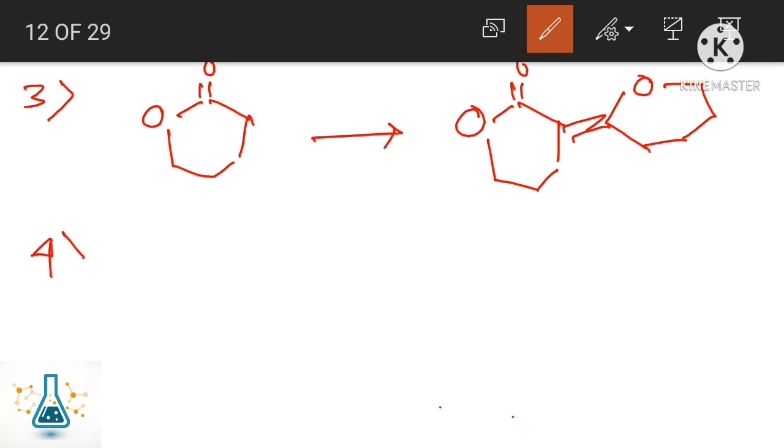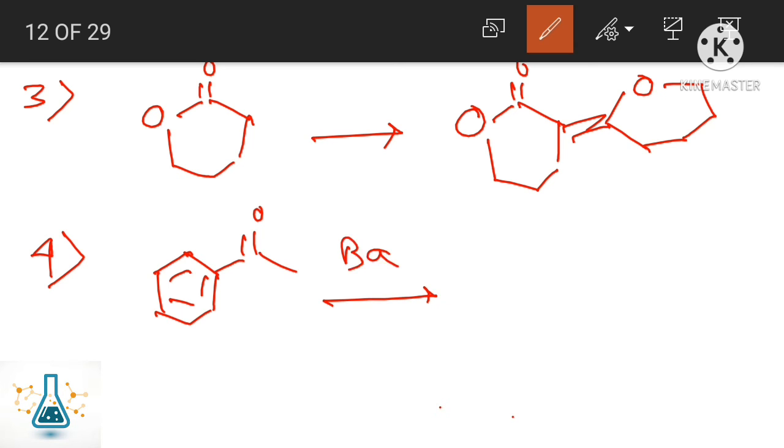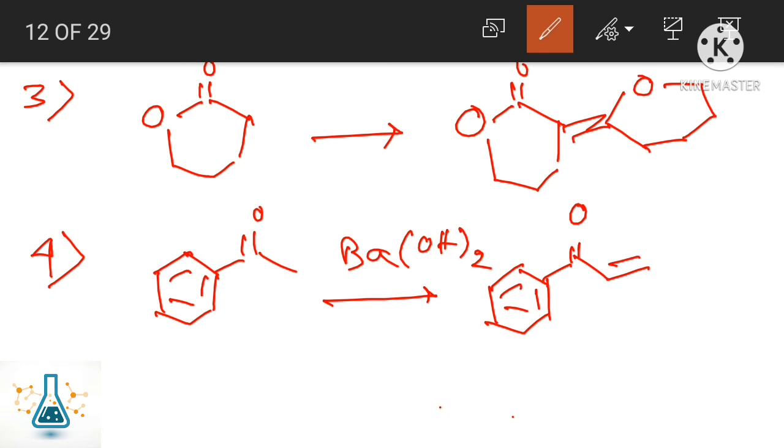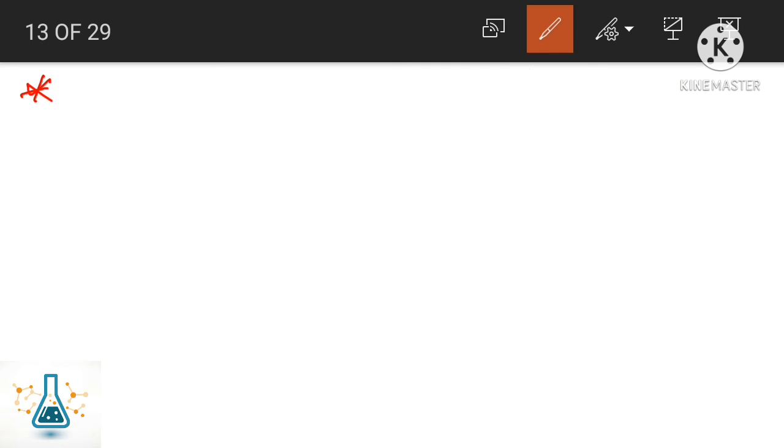Okay, one last example is, if we give this type of compound, then what type of compound will we get? We will get this type of compound. So try the mechanism at home. Yeah? So now we will see about crossed aldol.